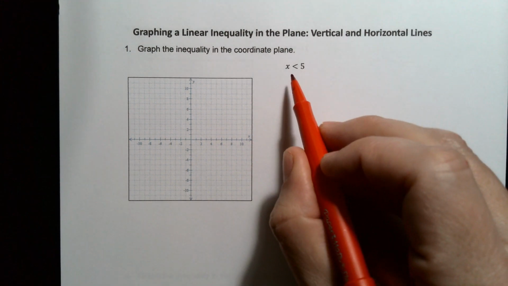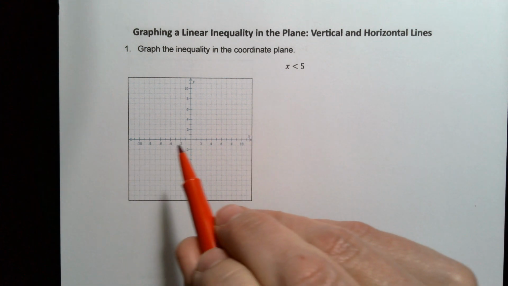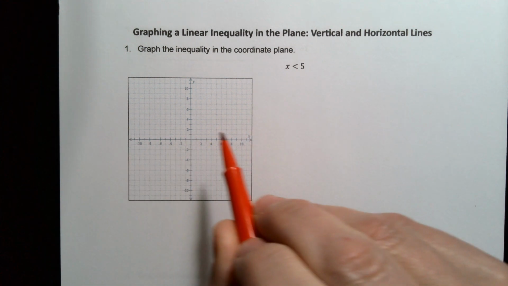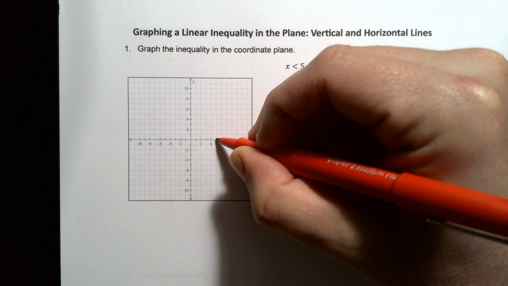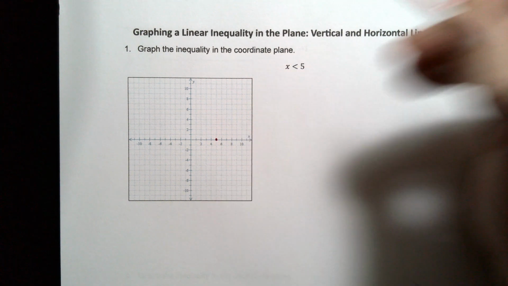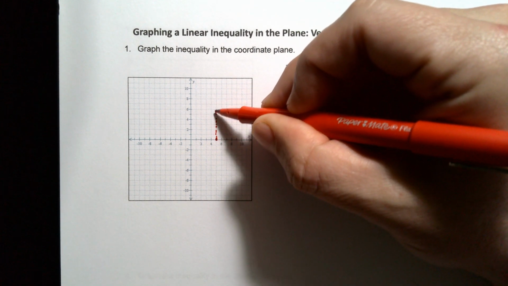Since the variable here is x, we go to 5 on the x-axis. Now remember, this is your x-axis going this way. So at 5, which is right here, I'm going to put a little mark there, and then above it and below it is where I'm going to put this line.